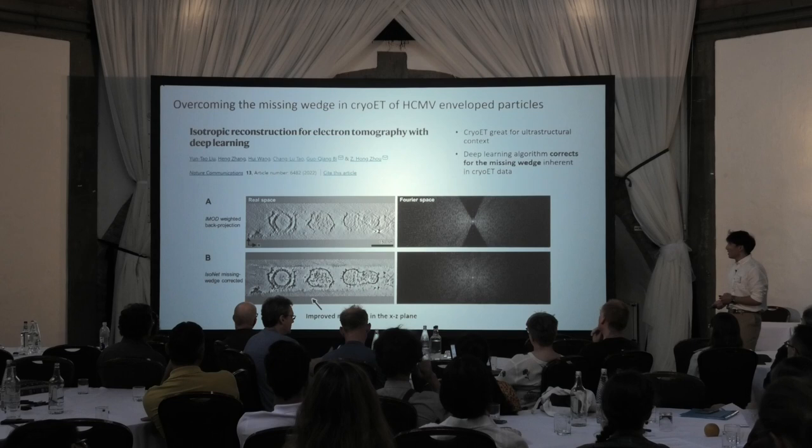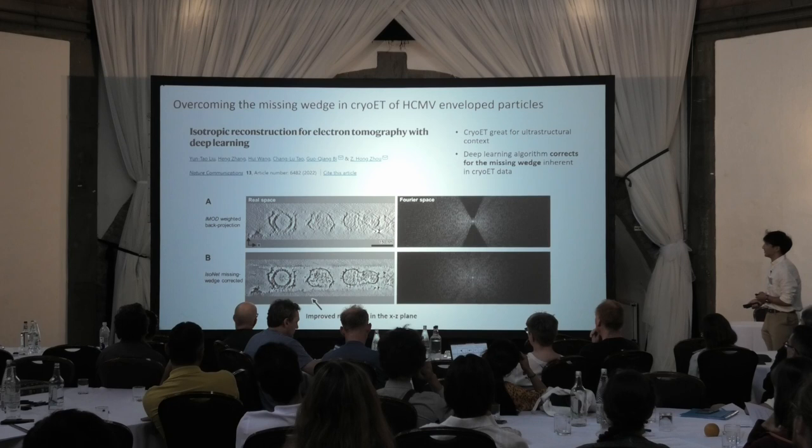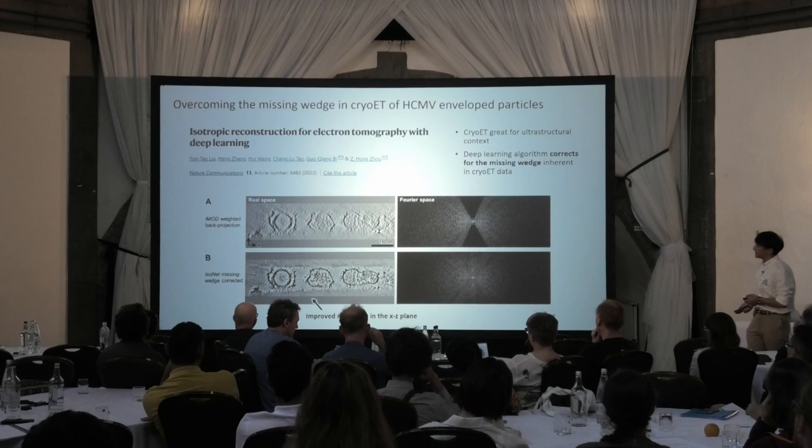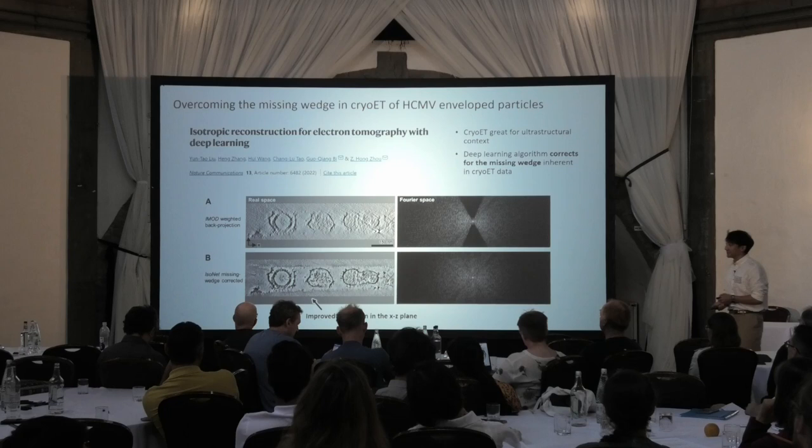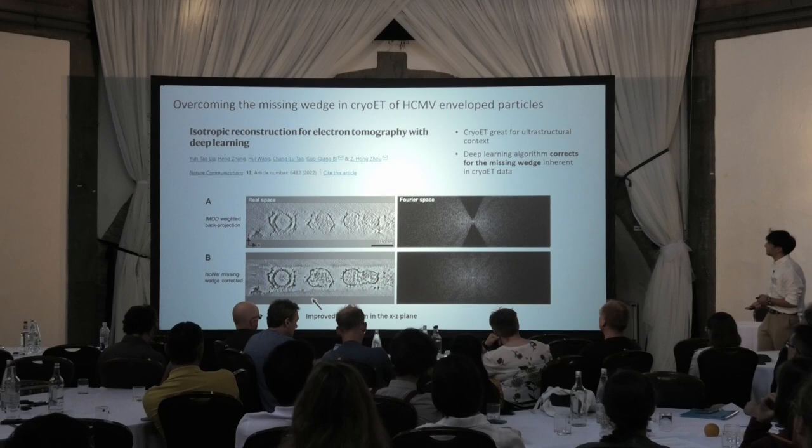We start off with cryo-ET, which, as we learned today, is great for ultrastructural visualization. However, traditionally, it's been hampered by this missing wedge. As you can see here in this reconstructed tomogram of HCMV particles, in Fourier space, due to the nature of the cryo-ET experiments, we have this missing wedge, and so we lose data in these orthogonal views of the tomogram. Now, this brilliant machine learning prodigy in our group, Yun-Tao Liu, developed this program called IsoNet, which allows us to recover the missing wedge from these tomograms.